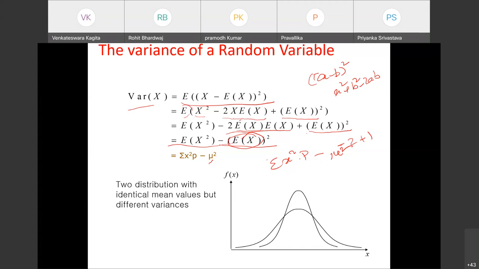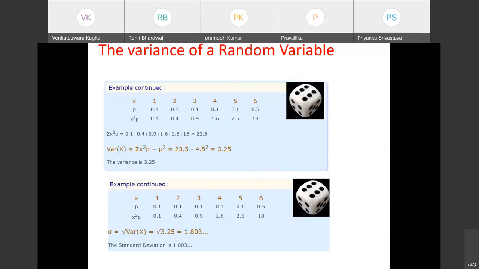So this is how the variance is computed. To make you realize the difference between mean and variance, these are two different distributions with identical mean. If you see the average of these two, this is the same, mu is the same, but the variance is different. This one, with a higher variance, has more spread. This one has a low variance, but the mean is the same, right?